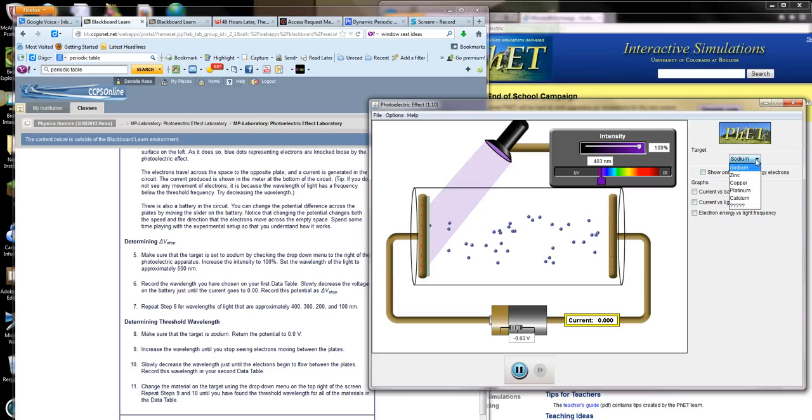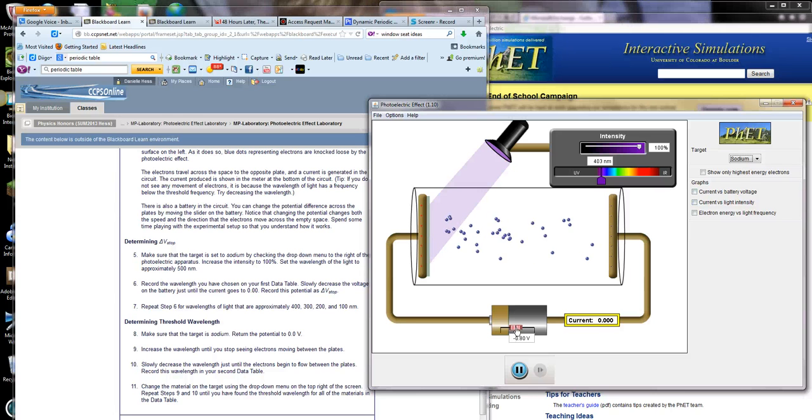The second part of the lab, you can switch your type of plate up here. We're going to start with sodium. What they're asking you to do is return the voltage to 0. And again, these can be a little tricky to get right on 0. There we go. You get it on 0, you're going to increase the wavelength until you see all of the electrons stop.